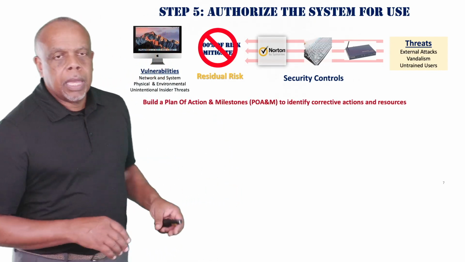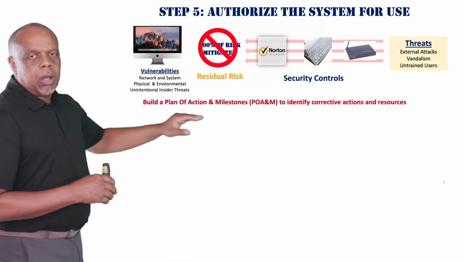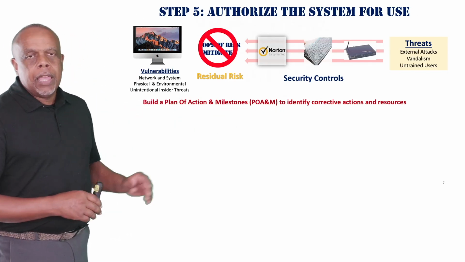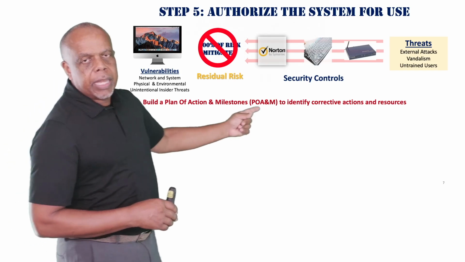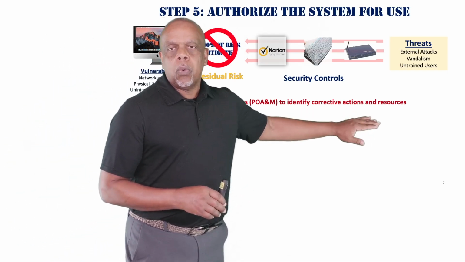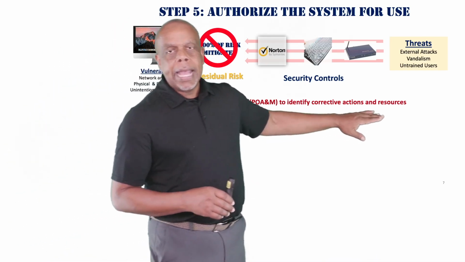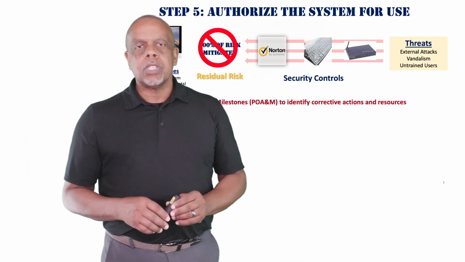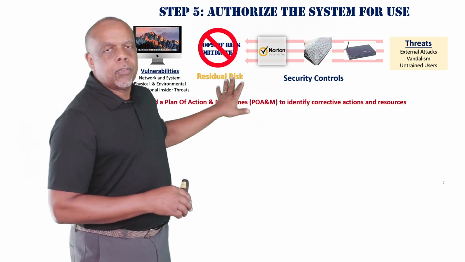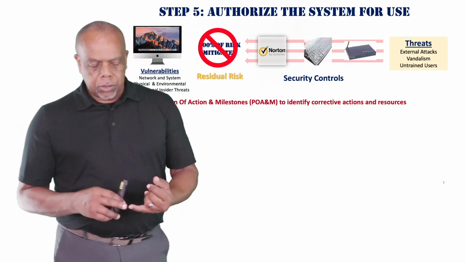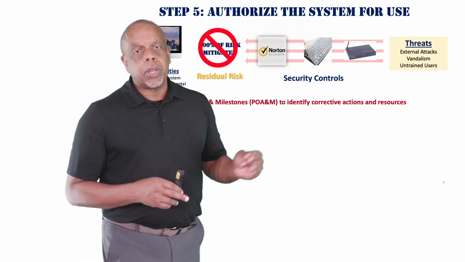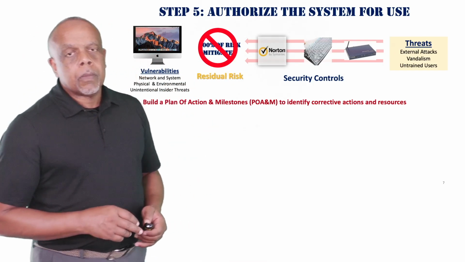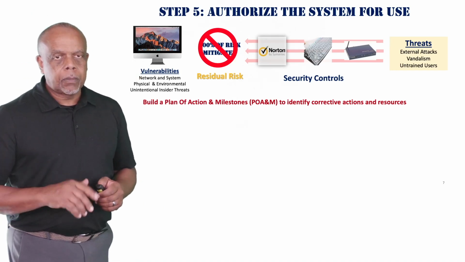That takes us to a process and a document we call a POAM, P-O-A-M, a plan of action and milestones. This is where now we're going to build a plan of action and milestones to identify whatever type of corrective actions and the resources required to take care of that residual risk, to track, monitor, and hopefully at some point either mitigate, deter, or have our user accept that residual risk. So what does the POAM look like? I'm going to walk you through that.